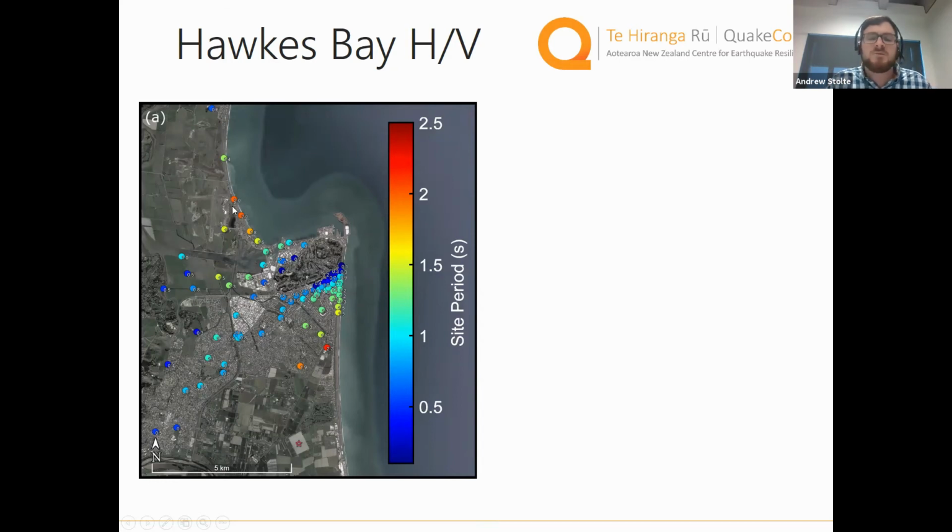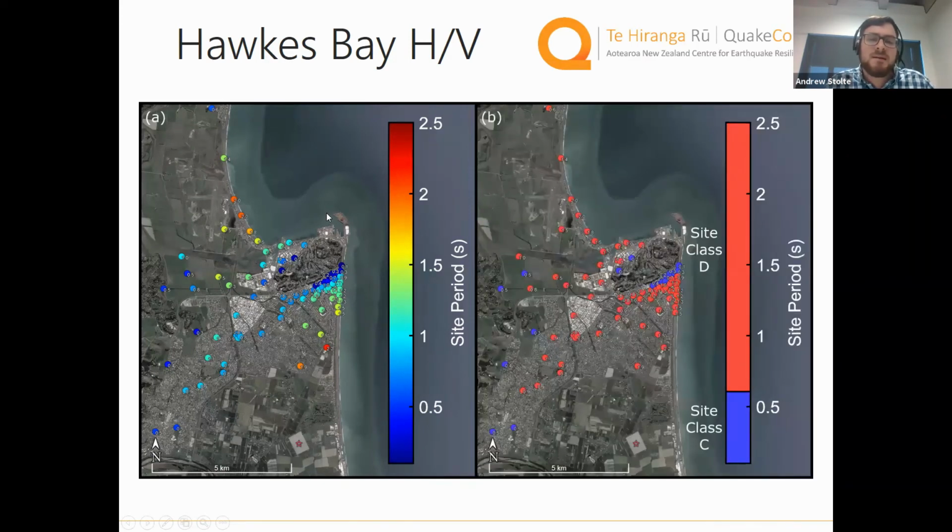So what does this mean for actual engineers? Well, we can take this data and apply the New Zealand building standard, and we can classify the soils just according to psi period. So site class C are these soft soil sites, with periods less than 0.6 seconds. And you'll see that the majority near the Bluff Hill is site class C. But perhaps what's more important for seismic design in the Napier region is that the majority of the CBD itself is actually site class D. And this would necessitate designing more robust buildings to withstand amplified ground shaking.